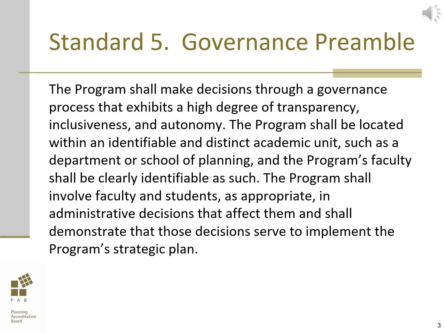The program shall make decisions through a governance process that exhibits a high degree of transparency, inclusiveness, and autonomy. The program shall be located within an identifiable and distinct academic unit, such as a department or school, and the program's faculty shall be a clearly identifiable part of delivering courses for any planning-related degrees. The program shall involve faculty and students as appropriate in administrative decisions that affect them and shall demonstrate that those decisions serve to implement the program's strategic plan.